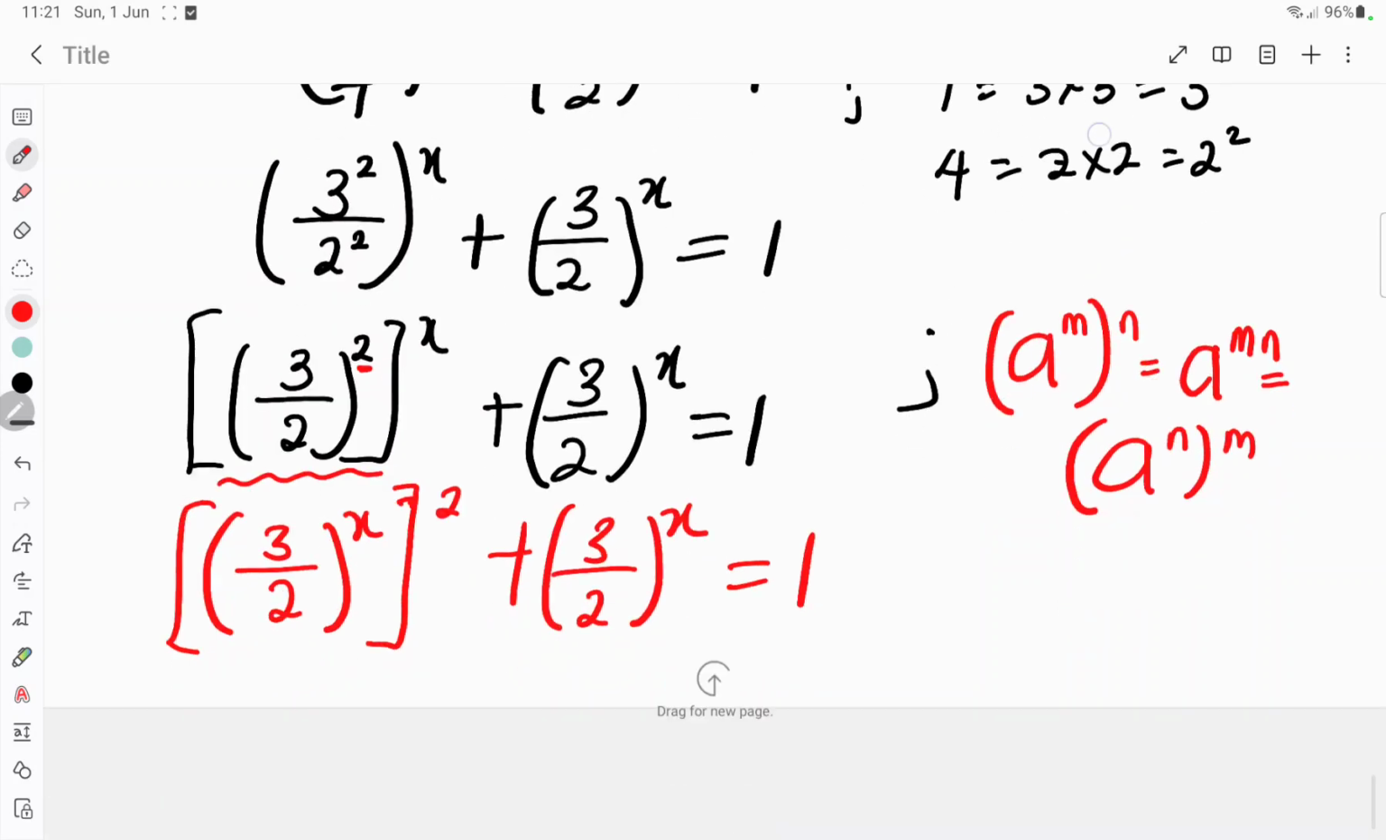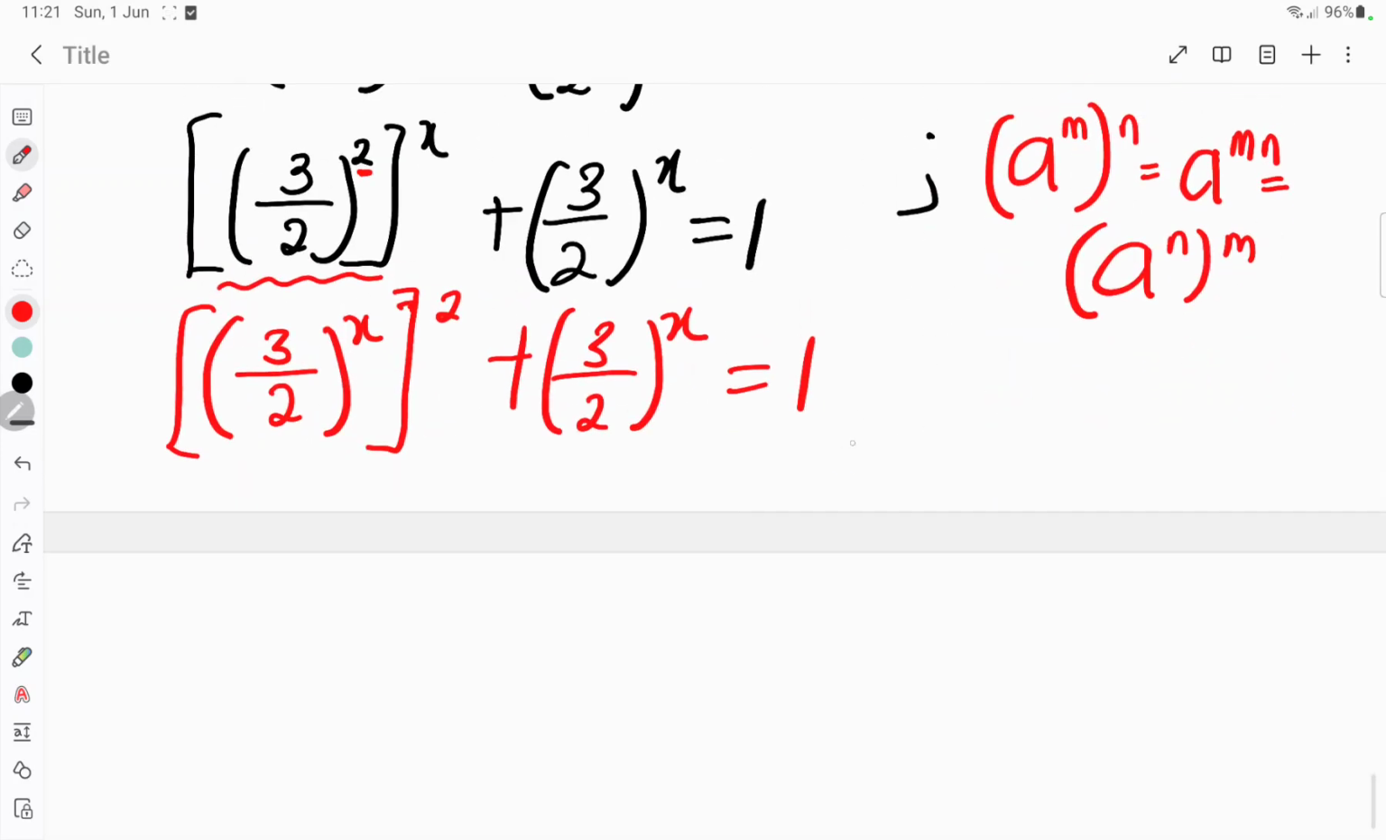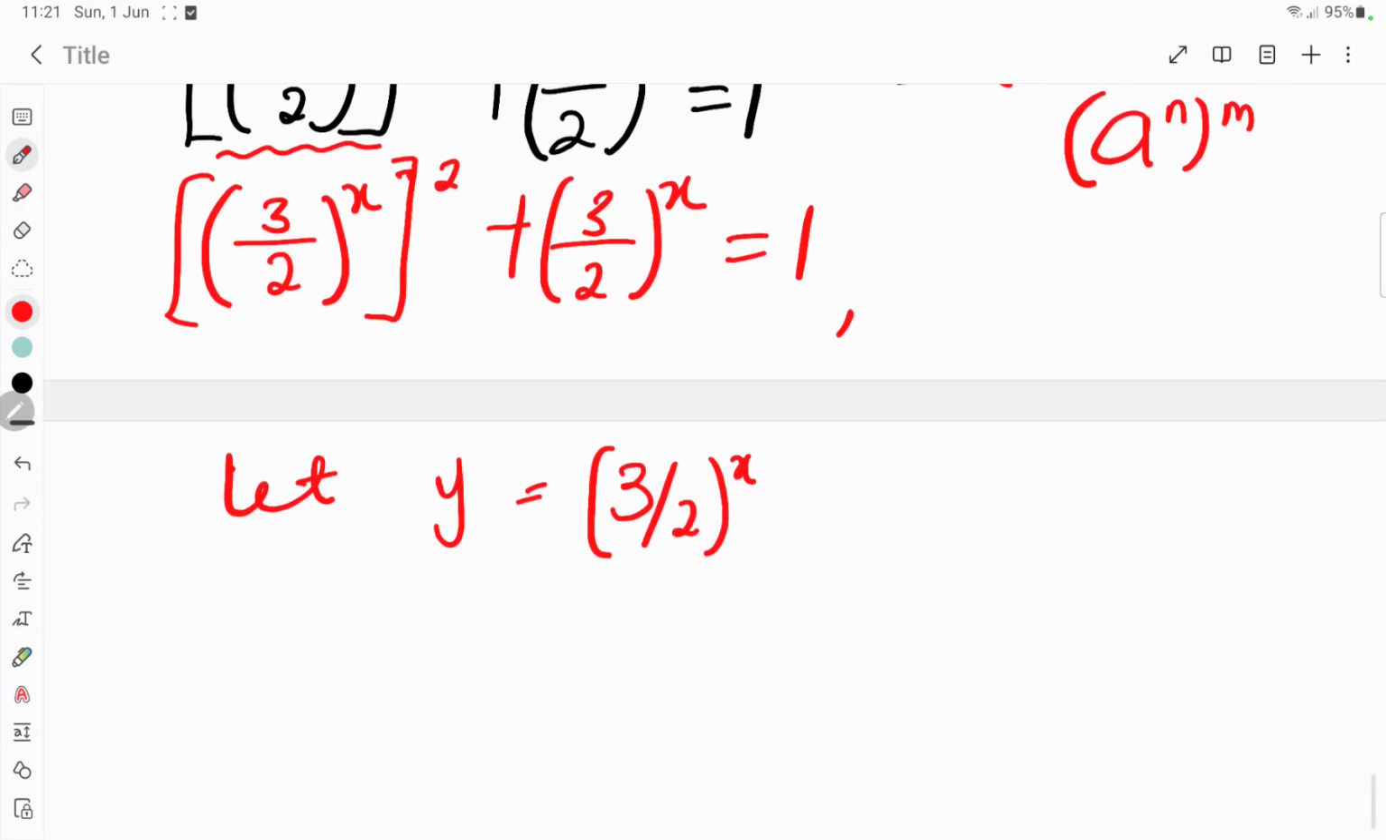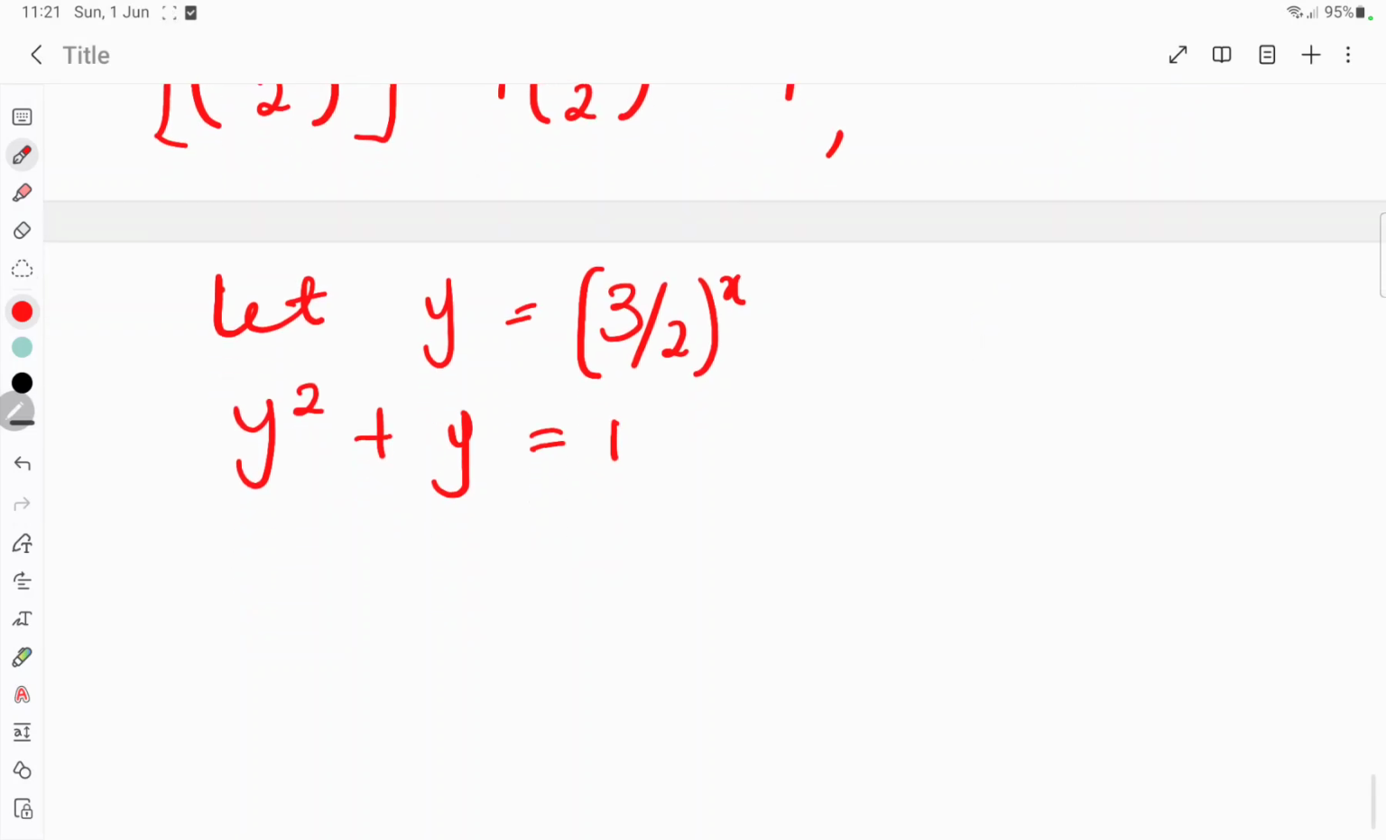Okay, so at this point, we can now say let y be equal to (3 over 2)^x. So we'll write this in terms of y. So we'll have y squared plus y equals 1. This is clearly a quadratic equation, so we are going to solve it.